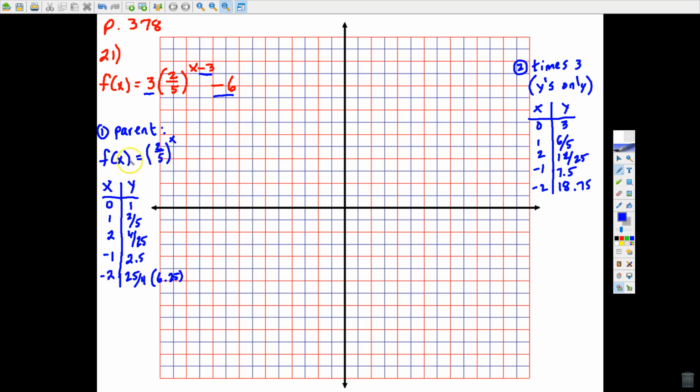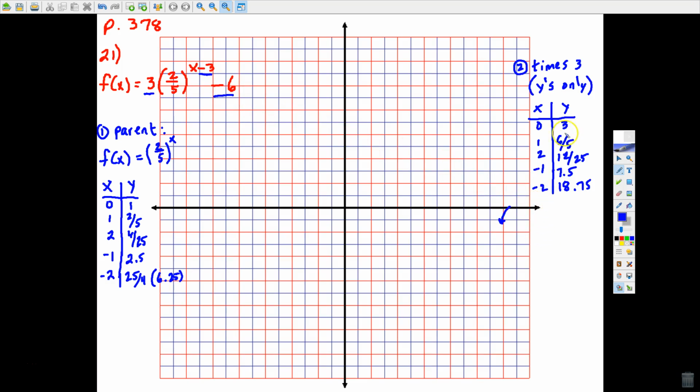So we got our initial parent function table. We took care of the multiplying by 3. That's called a dilation. And multiplying by 3 means we're going to take a parent graph, which is exponential decay, and it magnifies it by a factor of 3, makes it larger. We call it vertical stretch. It stretches it upward by a factor of 3. Well, we've taken care of the multiplying by 3, and now let's do our third and final step. We'll just combine this really into one.